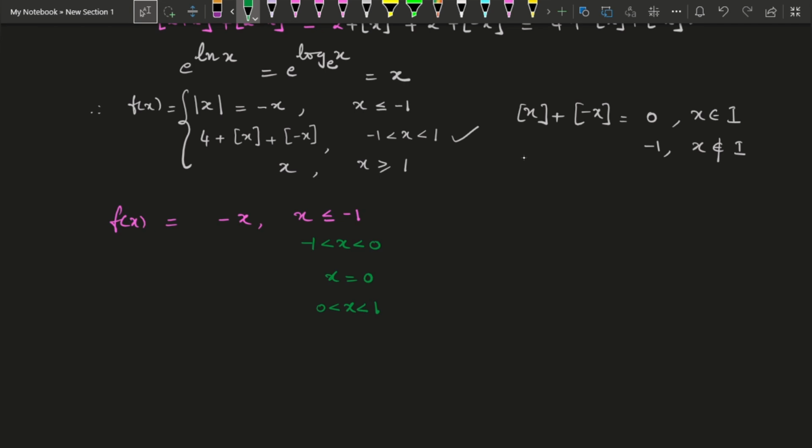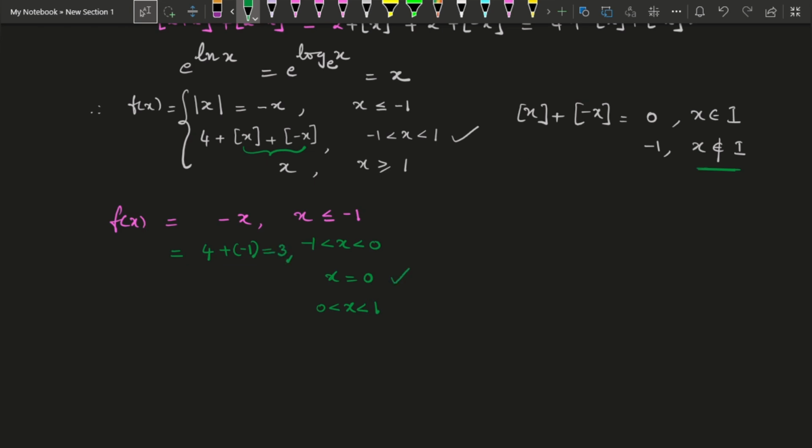Now each and every real number between minus 1 and 0 is a non-integer. So what is the value of 4 plus the integral part of x plus the integral part of minus x? Its value is 4 plus minus 1, because x is a non-integer. Here between minus 1 and 0, all the real numbers are non-integers. So 4 plus minus 1 is 3.